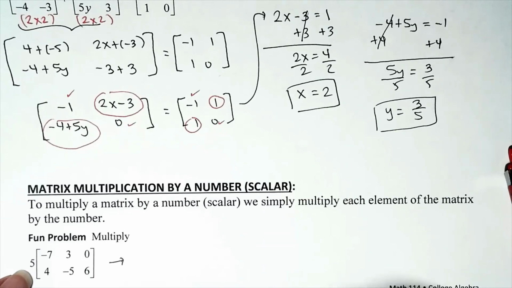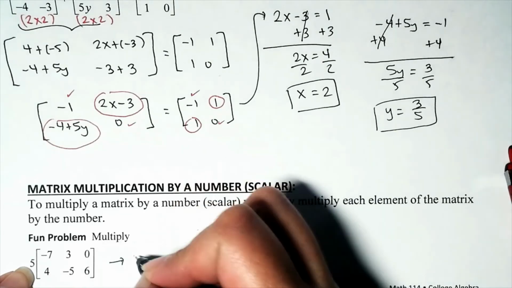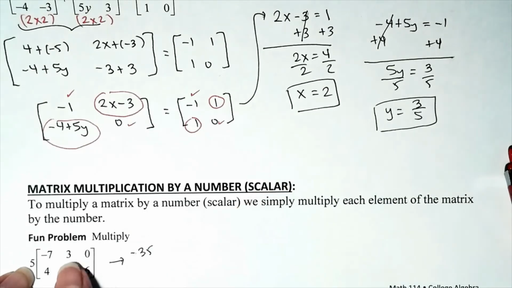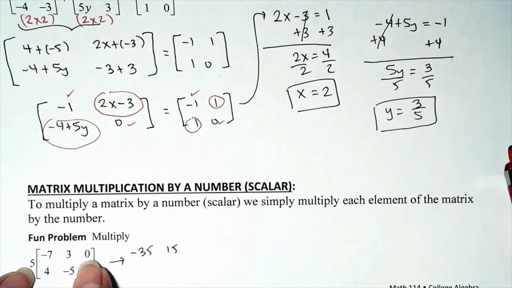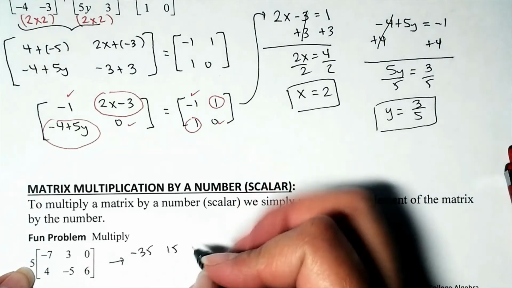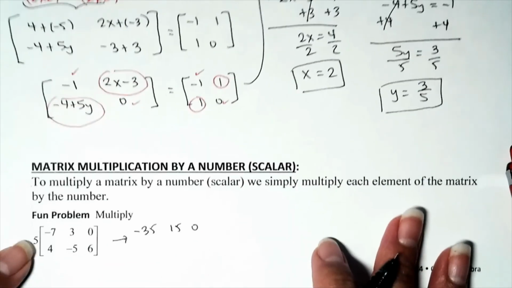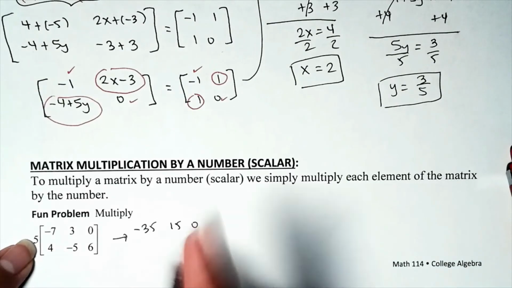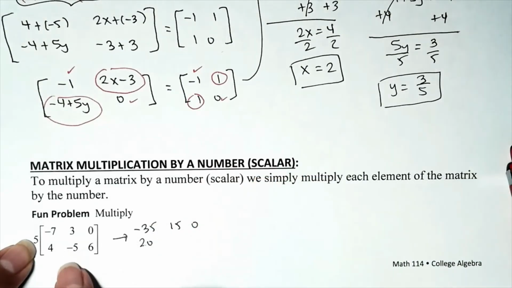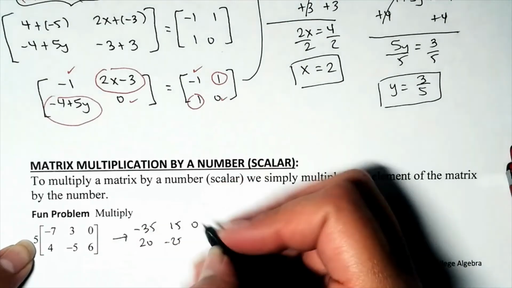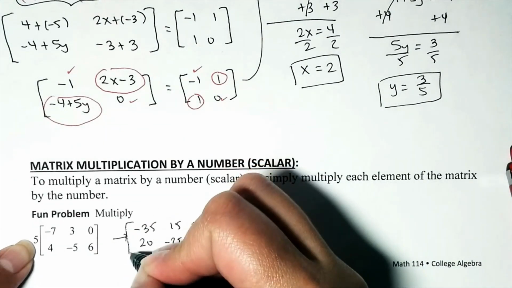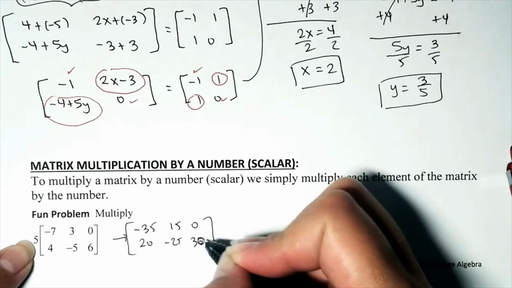5 times the first thing we see will be -35. Next product, 5 times 3 is 15. Final product in that row, 5 times 0 is just 0. So done with row 1. Row 2, 5 times 4 will give us 20. 5 times -5 is -25. And 5 times 6 will give us 30. What do we do next? Nothing. That's it. We did it.